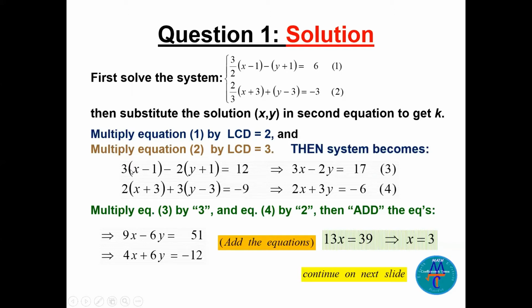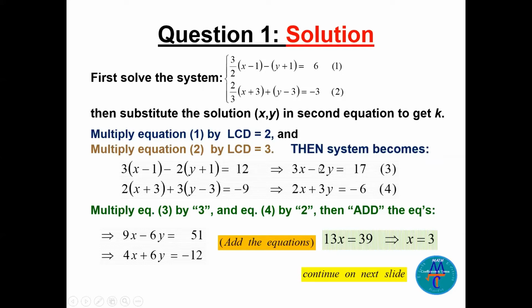Simplify this equation, 3x multiply, and then you will get 3x minus 2y is equal to 17. This is equation number 3, we can call it. And the second one will be 2x plus 3y is equal to minus 6. I'll call it equation number 4. Now, we can use here elimination. So I can multiply equation 3 here by 3, and then equation 4 by 2.